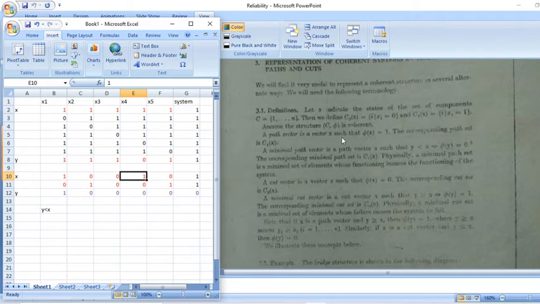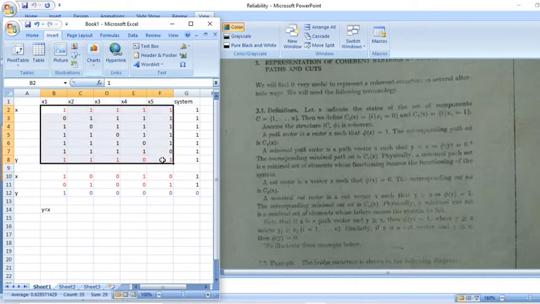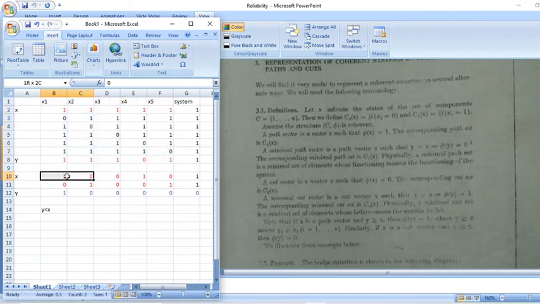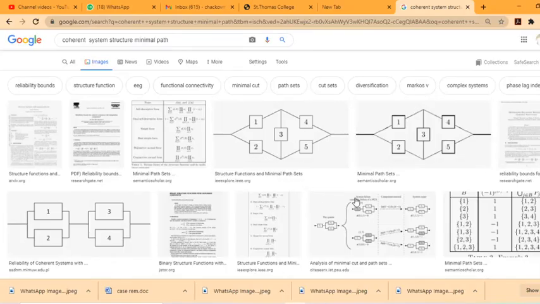Assume that the structure (C, phi) is coherent. A path vector is a vector x such that phi of x equals 1. Clearly this is a path vector, and this is also a path vector. These are all path vectors. The corresponding path set is denoted C1 of x, which here is the set 1, 4.